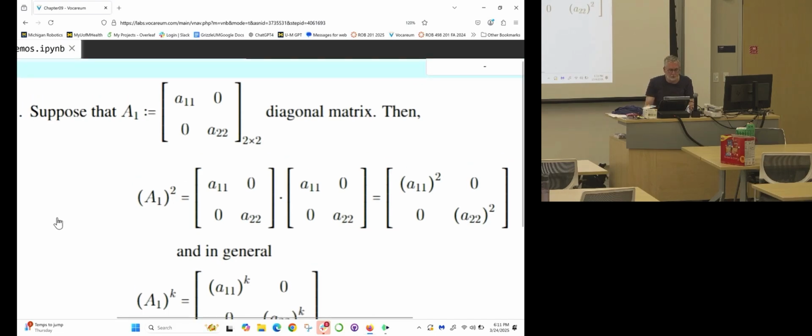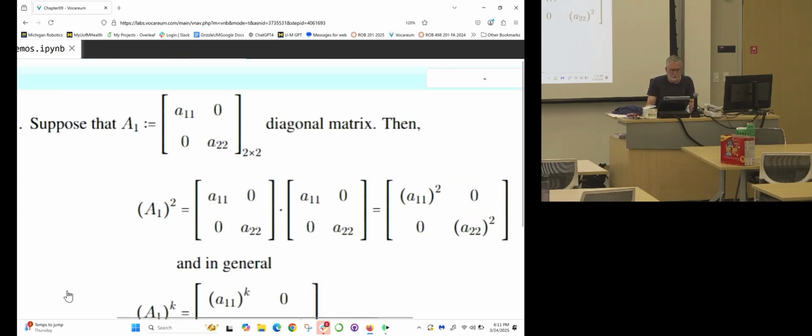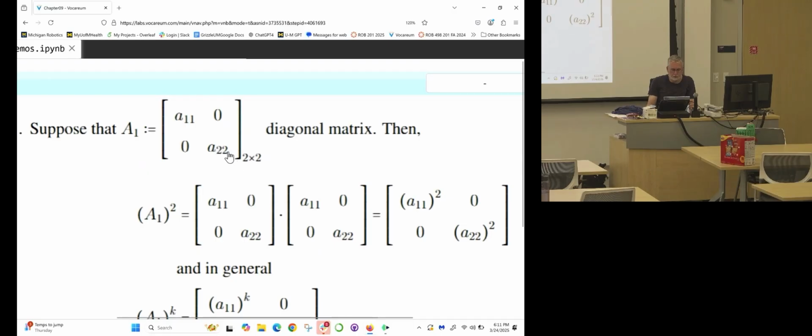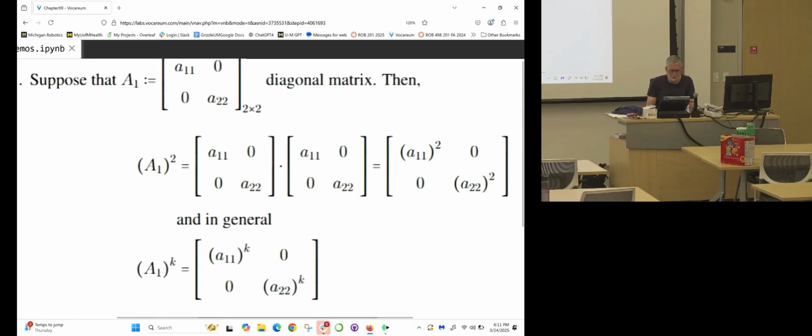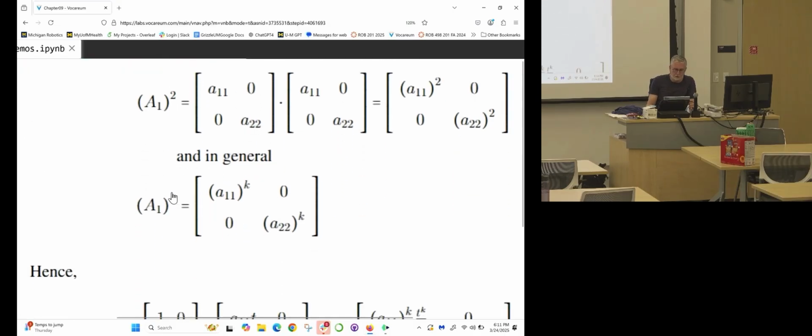Let's do another easy one. Let's suppose the matrix is diagonal. Then the square is easy to compute. You just square the entries on the diagonal, and you still get zeros on the off-diagonal terms. And when you do the kth power, you get the same thing.